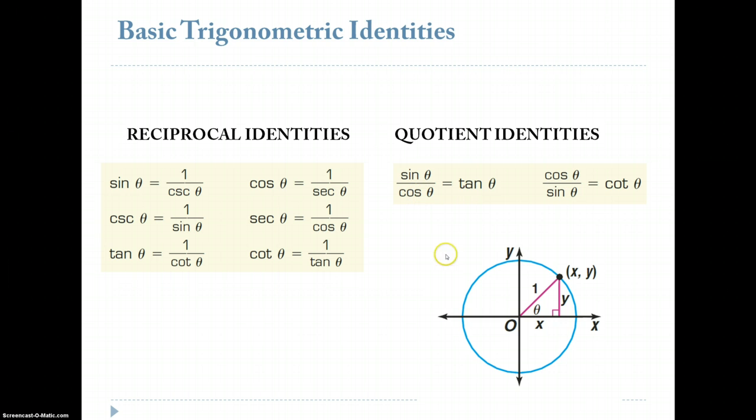And then, of course, if the sine is opposite over hypotenuse and the cosine is adjacent over hypotenuse, then the sine over the cosine is going to give us the tangent, the opposite over the adjacent. So now we've got this other identity, which is known as a quotient identity. If the sine over the cosine is the tangent, then if I take the reciprocal of that, that would be the cosine divided by sine. That would, of course, give me the cotangent.